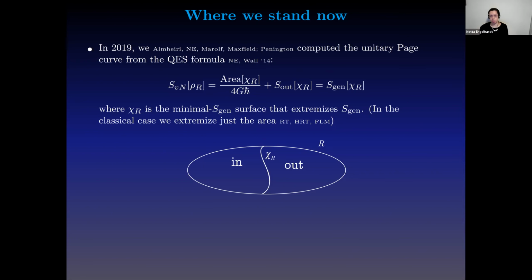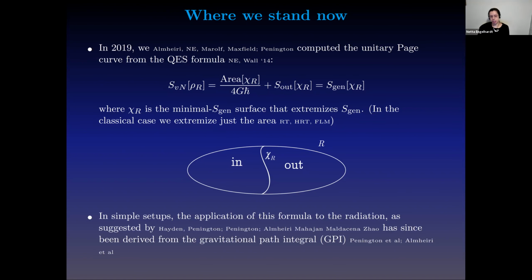And this is required to be homologous to R so that this out region is always well defined. And of course, if we have multiple such quantum extremal surfaces, multiple stationary points of the generalized entropy, which will be very important in this talk, then we take the minimal one. We take the one that has the smallest generalized entropy. And this formula can give you a unitary Page curve.